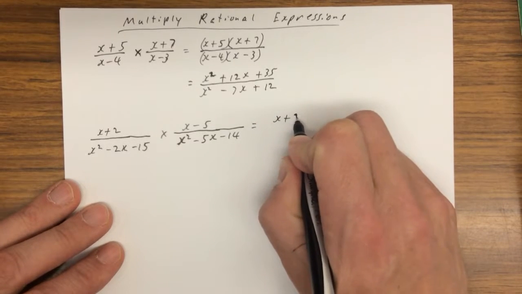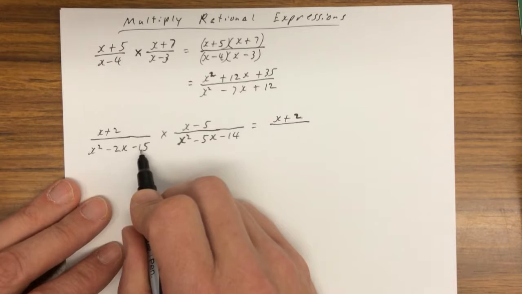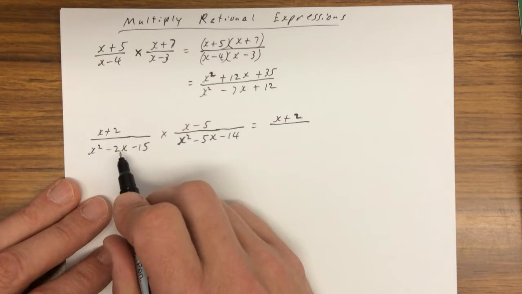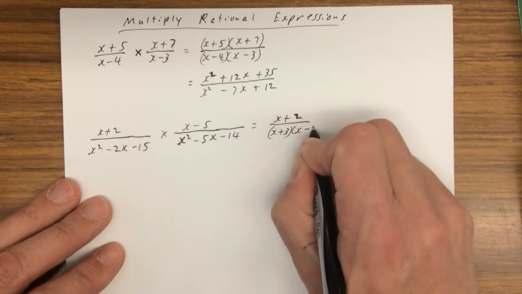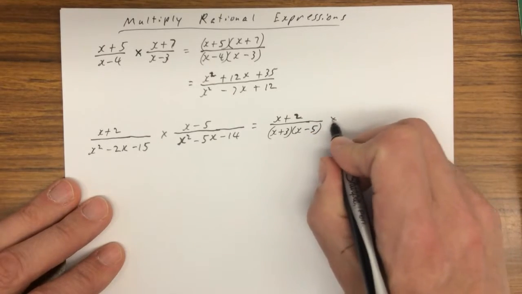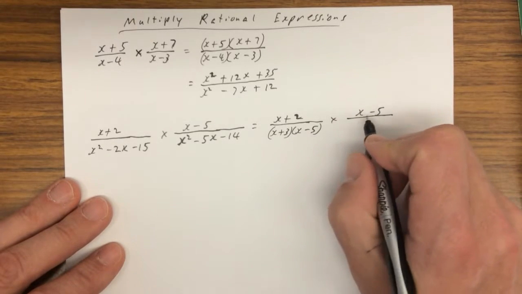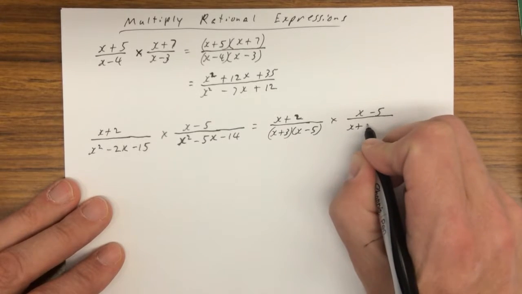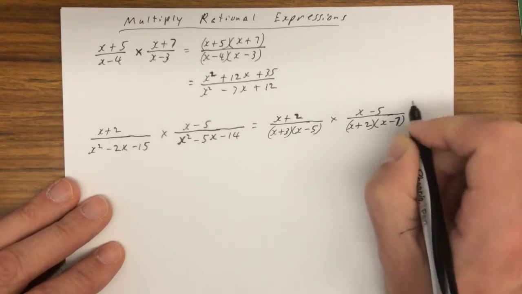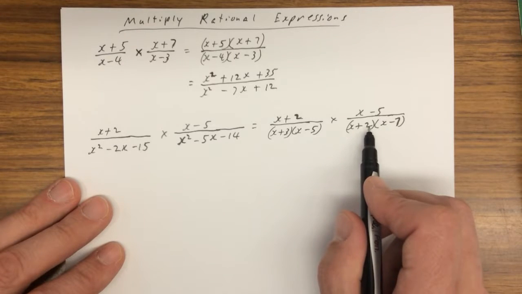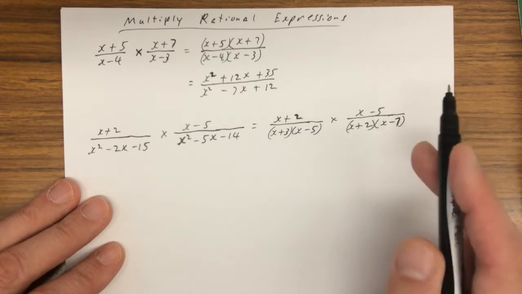So x plus 2 all over, well this factors. Two numbers multiply to negative 15 and add to negative 2. So positive 3, negative 5. So x plus 3, x minus 5, times x minus 5 all over, and this one factors to x plus 2 and x minus 7. Okay, so negative 7 times 2 is negative 14, negative 7 plus 2 is negative 5.